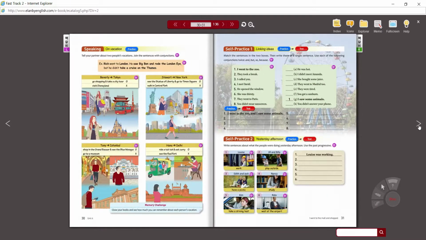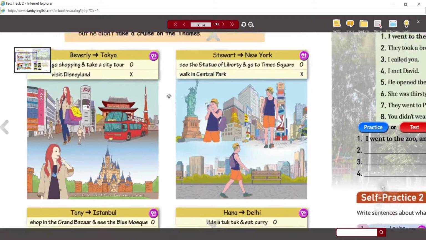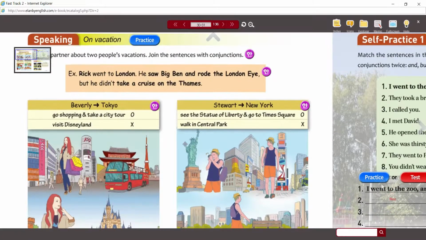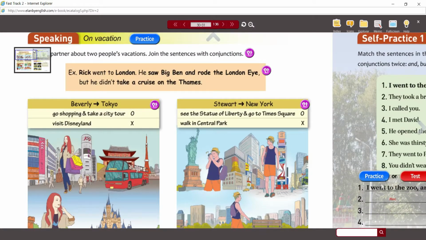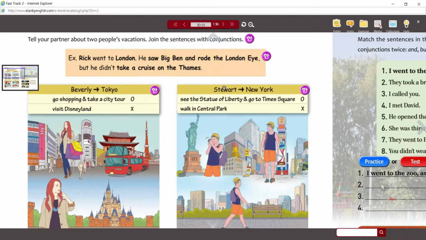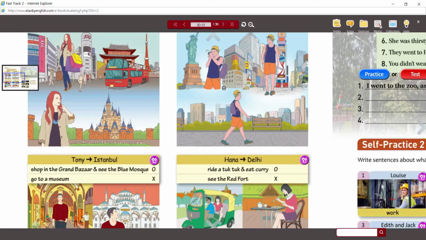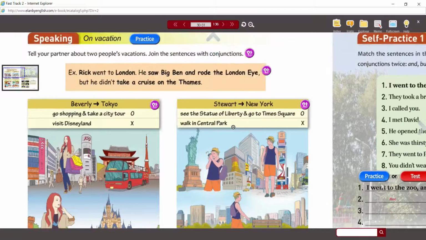So we're going to start on page 30, and we're going to start with a fairly easy activity. We're going to be talking about traveling to many different parts of the world. Okay. So as it says here, what you're going to do is talk to your partner about two people's vacations. Okay. In fact, it's 4 people. We're going to be talking about Beverly, Stuart, Tony, and Hannah. Okay. So I guess you're going to tell your partner about 2 people, and your partner is going to tell you about 2 people.